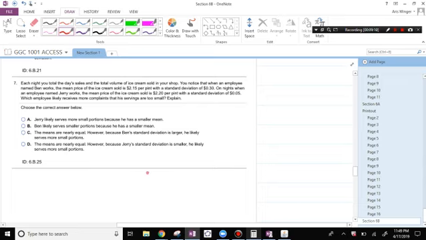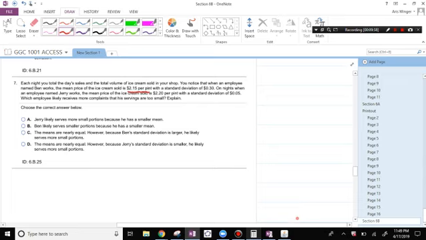Each night you total the day's sales and the total volume of ice cream sold in your shop. You notice that when an employee named Ben works, the mean price of the ice cream sold is $2.50 per pint with a standard deviation of 30 cents. On nights when an employee named Jerry works, the mean price of the ice cream sold is $2.20 with a standard deviation of 5 cents. Which employee likely receives more complaints that his servings are too small?